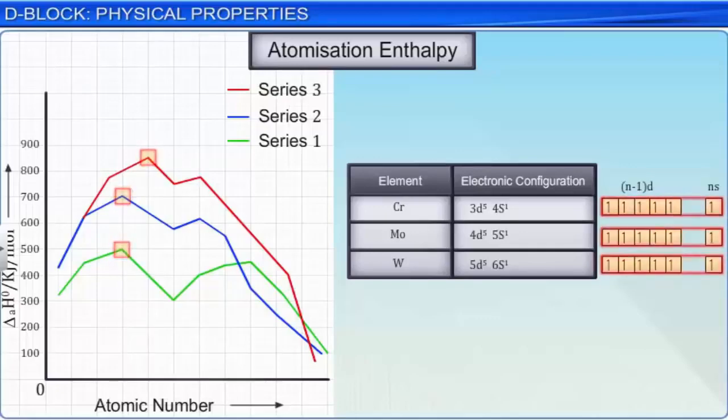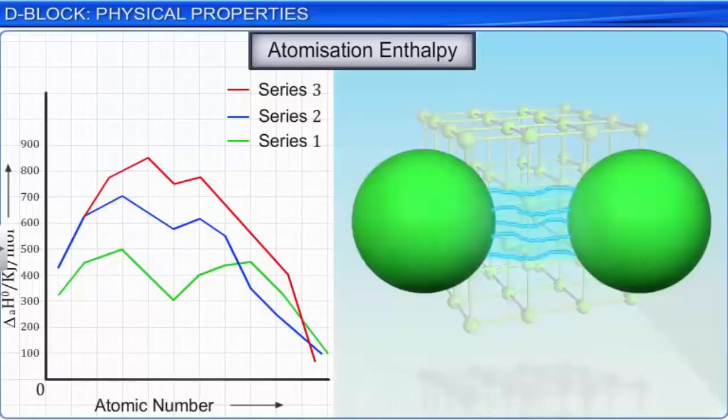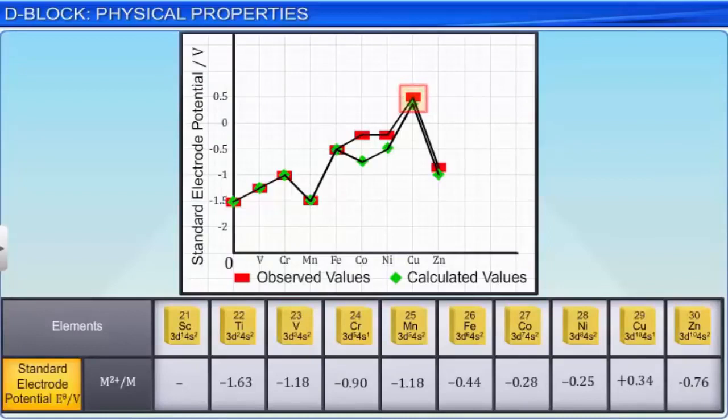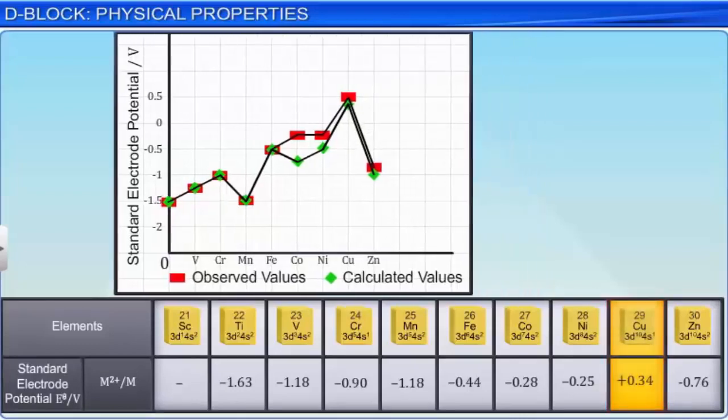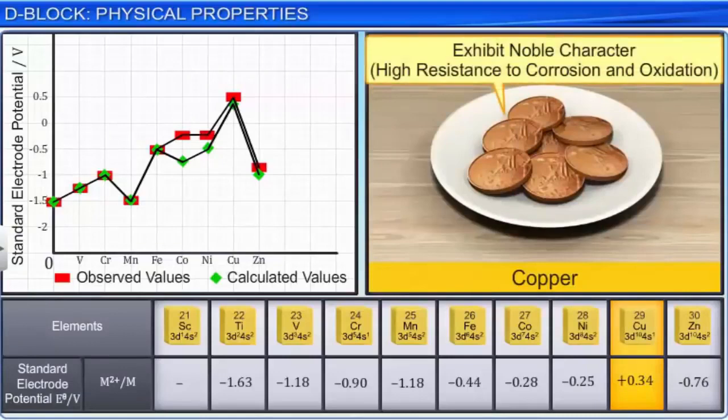It means that the greater the number of unpaired electrons, the stronger are the interatomic interactions and the stronger is the bonding between atoms. Consequently, the higher are the enthalpies of atomization. Enthalpy of atomization is an important factor in determining the standard electrode potential of a metal. Hence, metals with high standard electrode potential tend to be noble in their reactions. For example, copper, due to its high enthalpy of atomization, exhibits noble character.